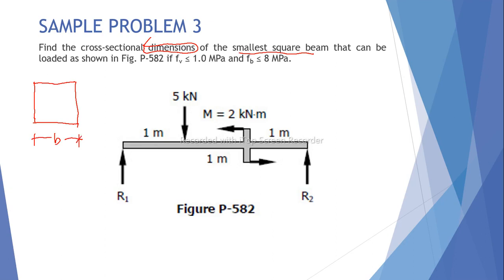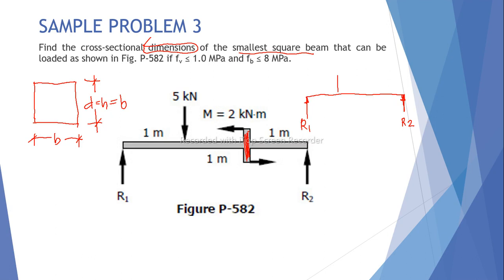So if this is the base, then let's say this is the depth or the height. Since this is a square, the depth or the height is also equal to the base. So we have given here a beam, and this one is actually an internal couple. If you draw it, the other way of drawing it is what you usually see. A beam: we have reaction 1 on the left, reaction 2 on the right.